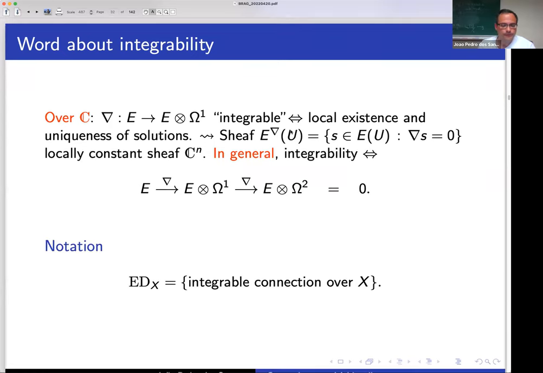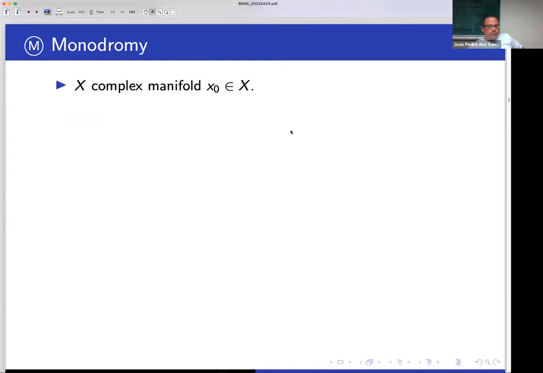Very good. Then these objects build up a very nice category, which is the category of integrable connections. So differential equations, equações diferenciais, speaking in another language. You have this category of integrable connections, and of course maps between vector bundles have to respect the connection in the diagram, which you can all imagine.